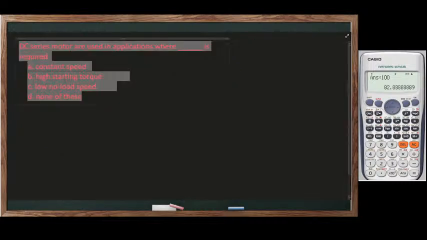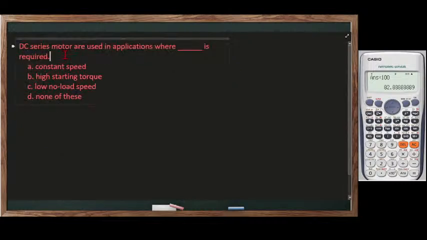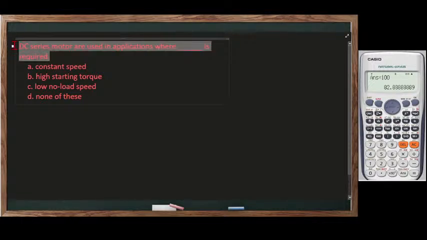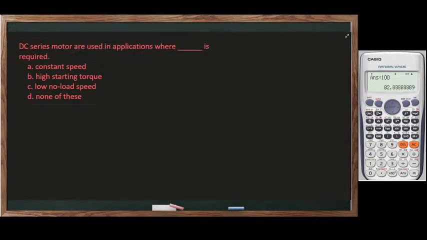A DC motor is used in applications where blank is required, no? Constant speed, high torque, high starting torque, low no load voltage, or none of these, no? Okay, so i-flash ko muna yung question din sa ating chat box.